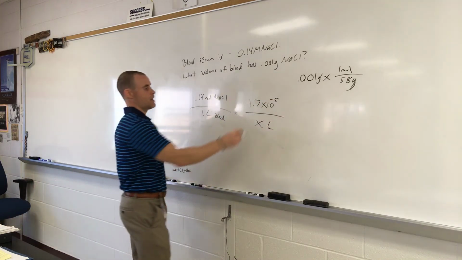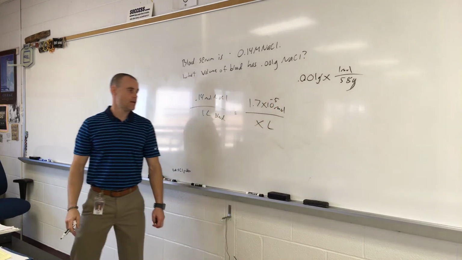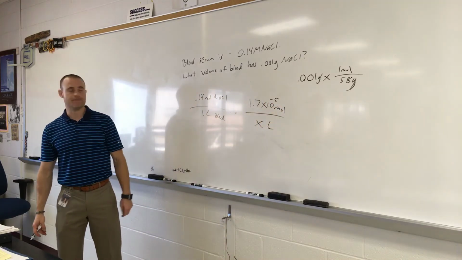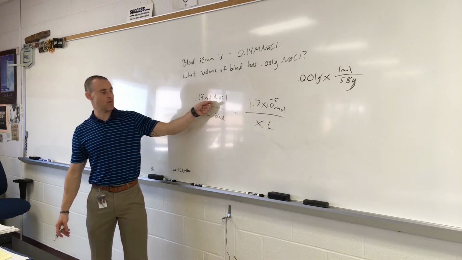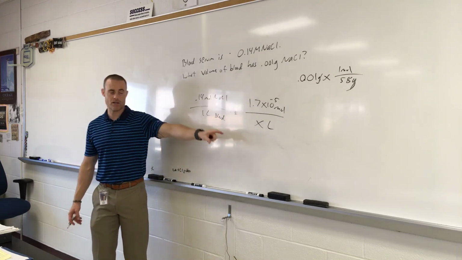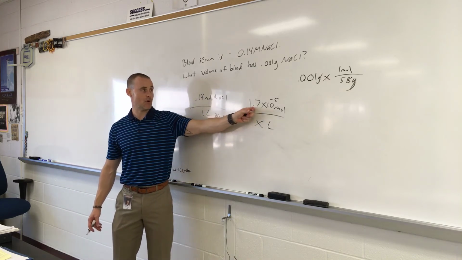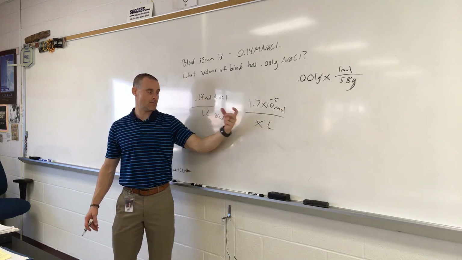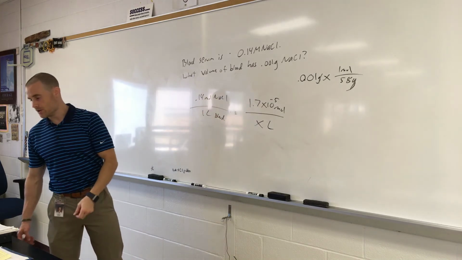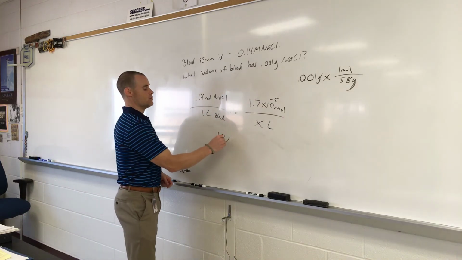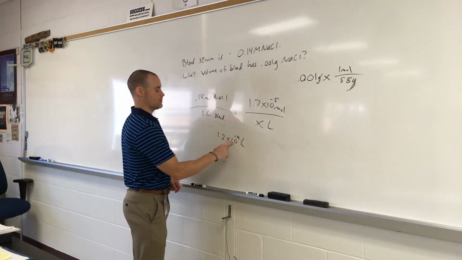Yeah. So now I just cross multiply and divide. So really it's just this number divided by 0.14, to keep the same ratio, right? If this is the ratio in the blood, and this is how many moles we have, how much blood do we need to keep the same ratio? It's 1.2 times 10 to the negative fourth liters.